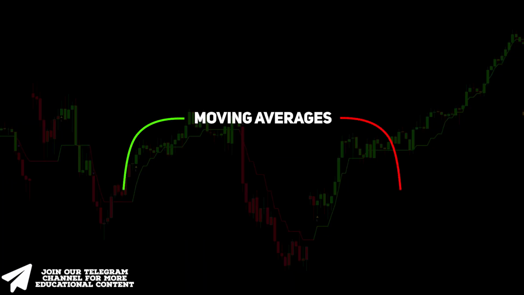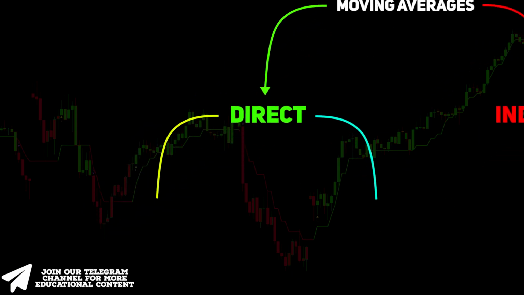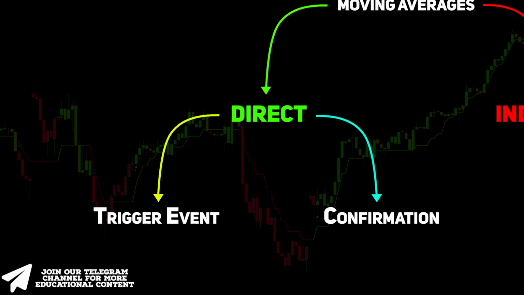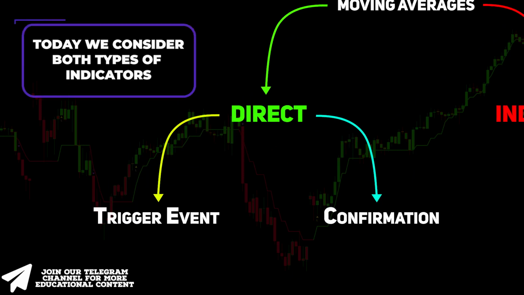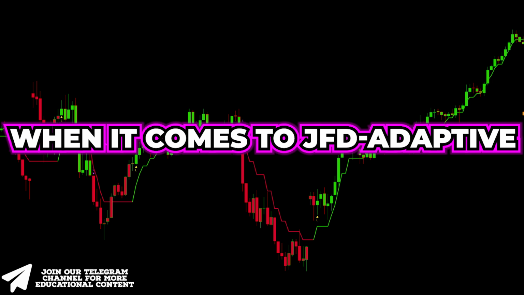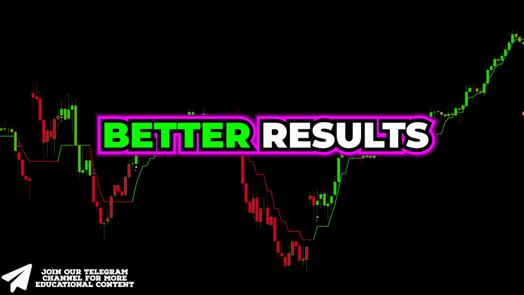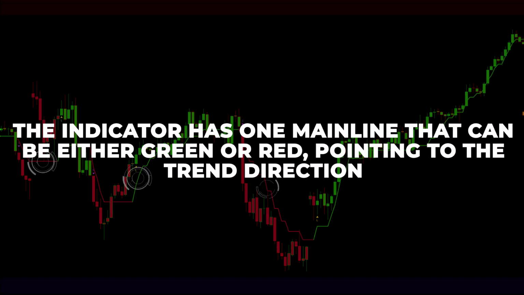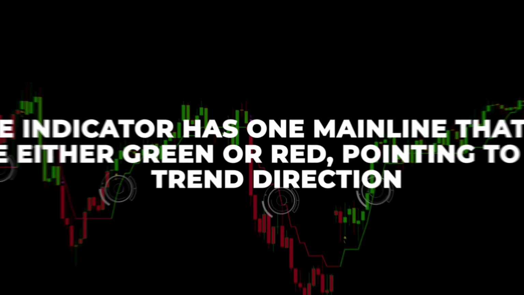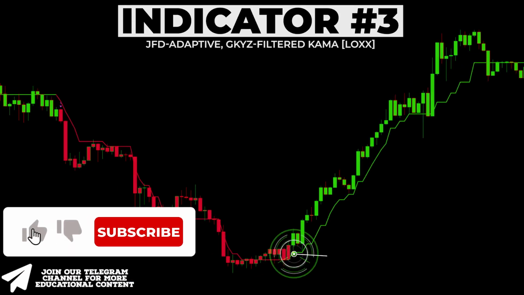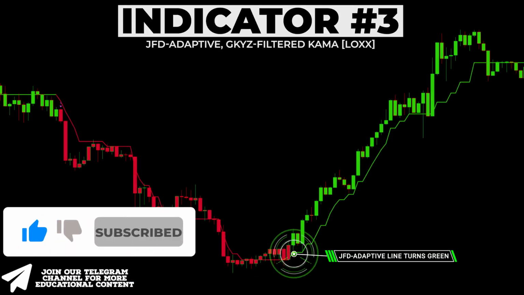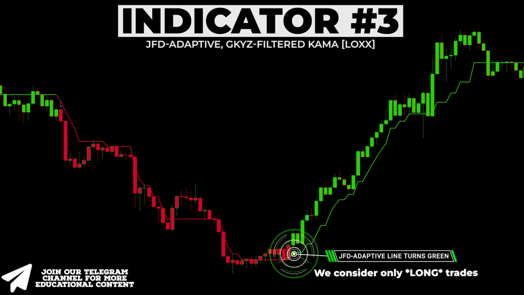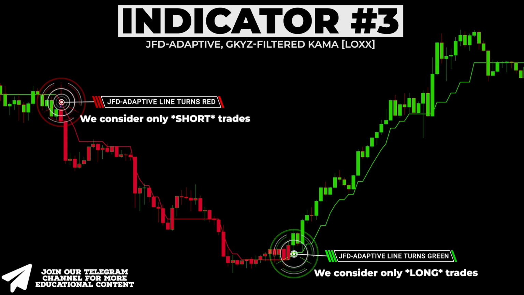As you probably know, we can use moving averages as a trigger event component or as a confirmation component in our strategy. Today we consider both types of indicators. When it comes to JFD Adaptive, we found it to demonstrate better results as a trigger event indicator. So, as we can see, the indicator has one main line that can be either green or red. With that being said, when the indicator line changes its color to green, we receive a bullish bias, meaning that we can consider entering the trade long. Alternatively, when the JFD adaptive line becomes red, we have a bearish bias and can jump into the short trade.